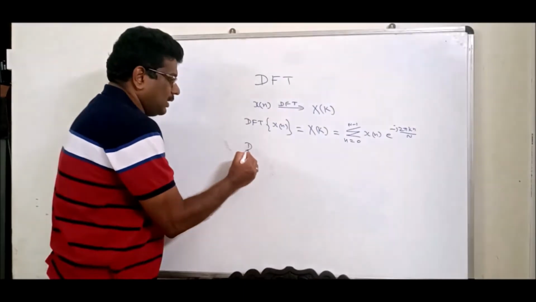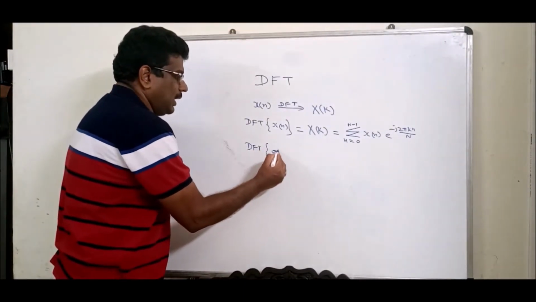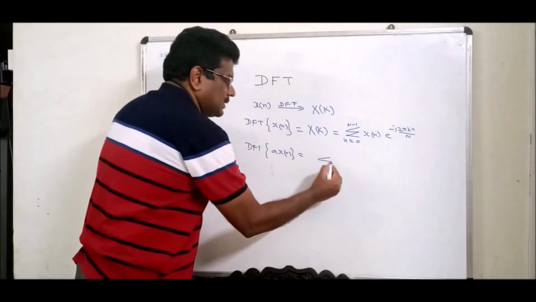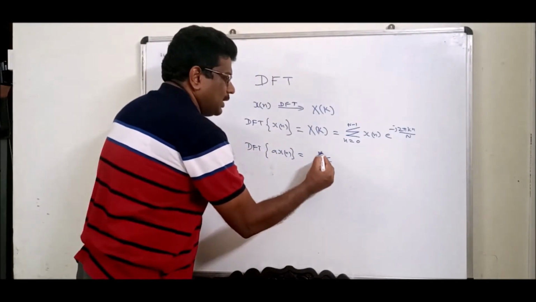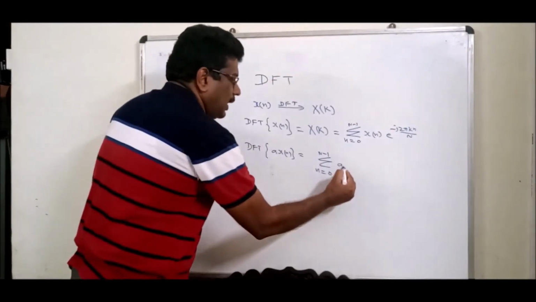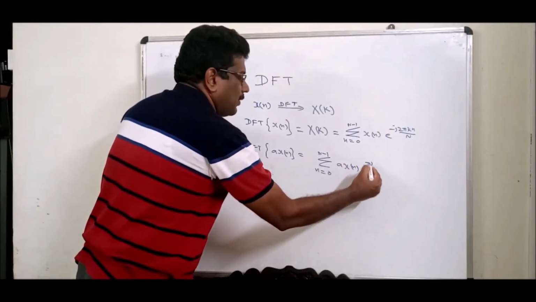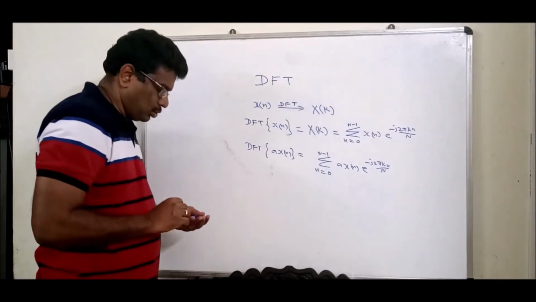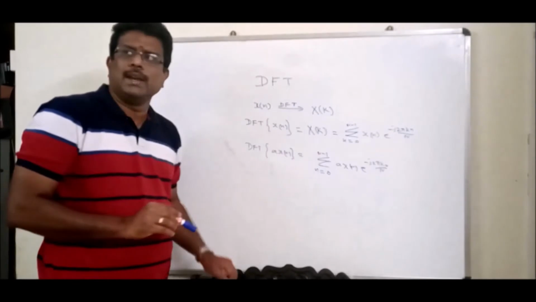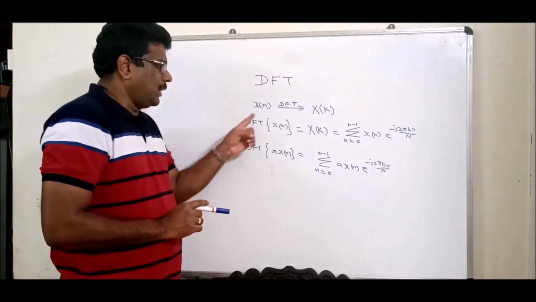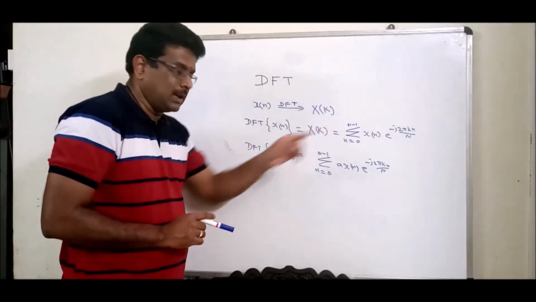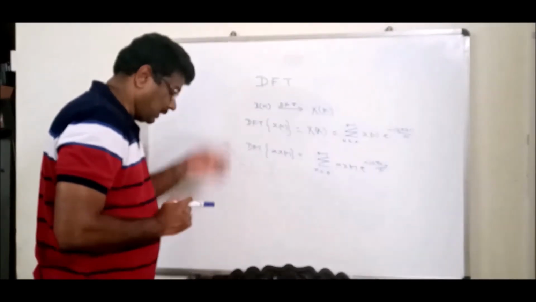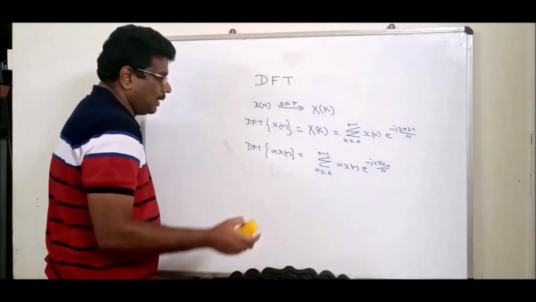If I say DFT of a x of n, then what should be the answer? Summation n equal to 0 to N minus 1 a x of n e power minus j 2 pi kn by N. This basic logic you should know. It is applicable for IDFT also. The DFT of this term, the same term is here. So just keep it in your mind.